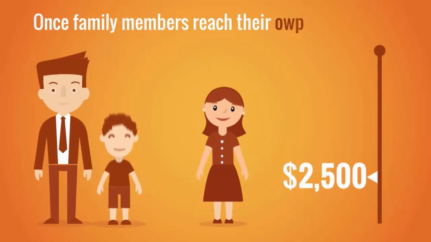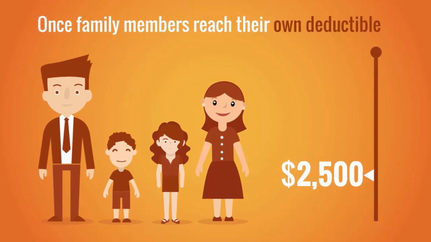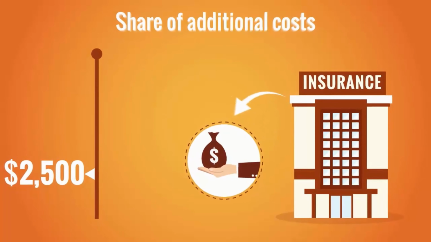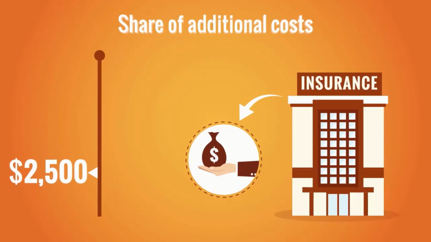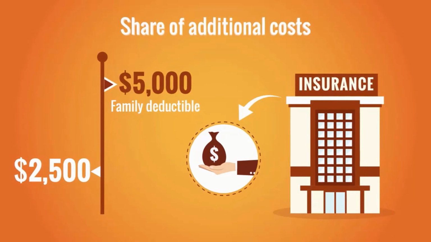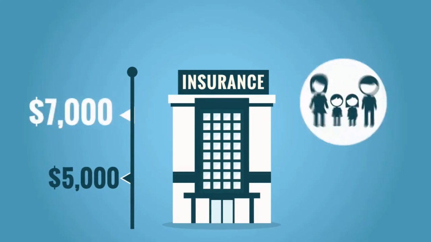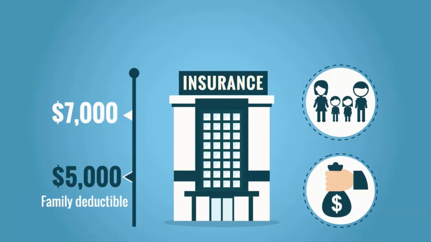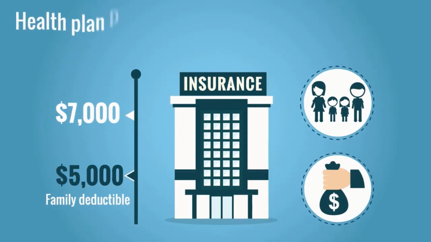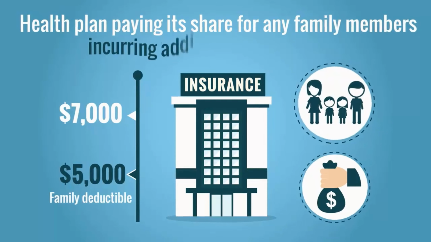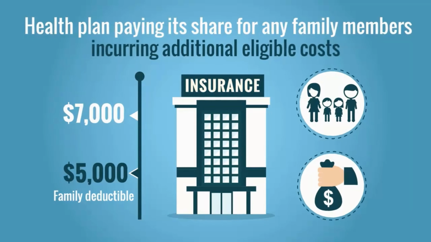Once each family member meets their individual deductible, health insurance would begin to pay its share of additional costs for that individual, even if the family deductible has not been reached. If combined individual deductibles during the year exceed the $5,000 family deductible, this would also trigger the health plan to begin paying its share for any family members incurring additional eligible costs.